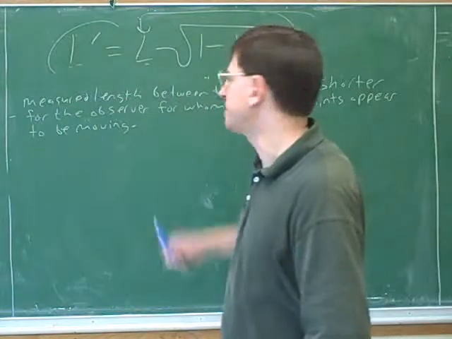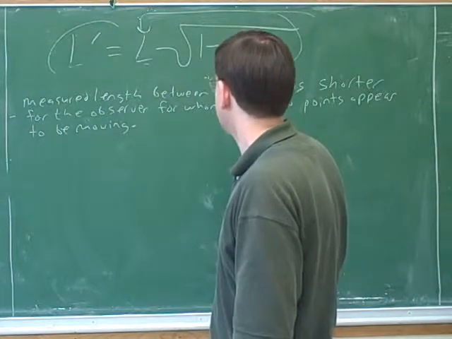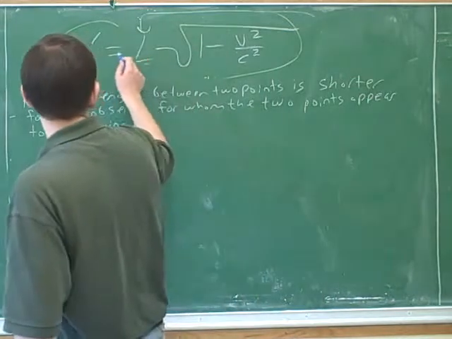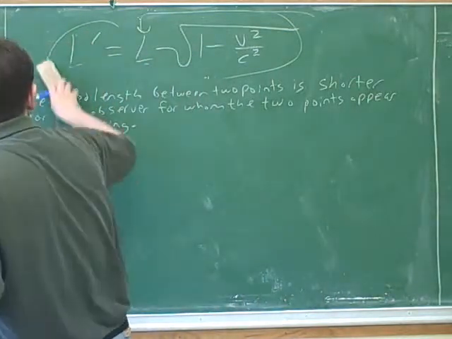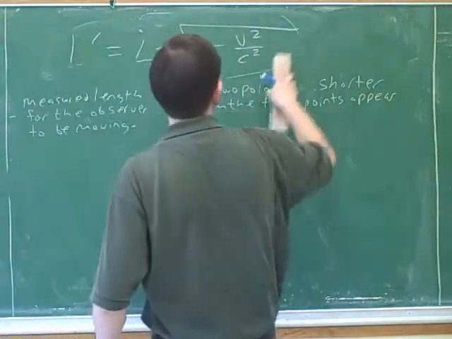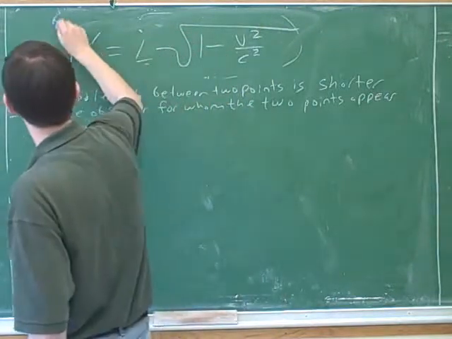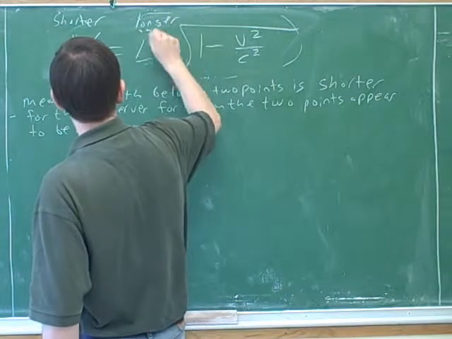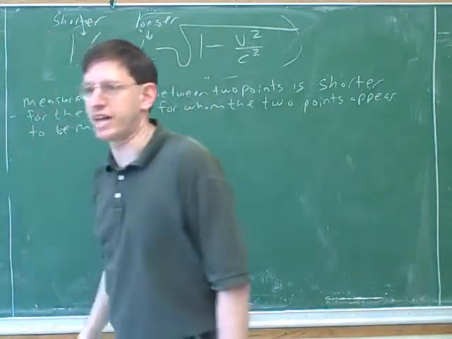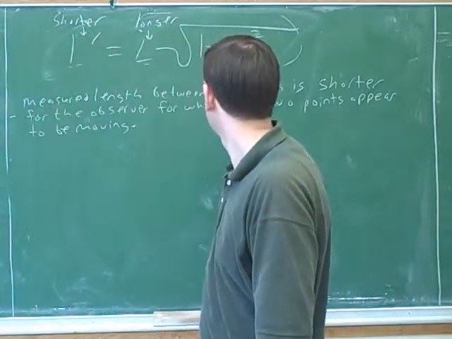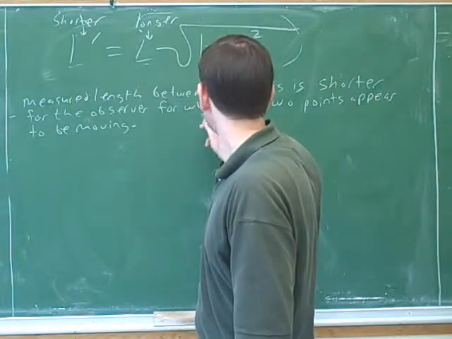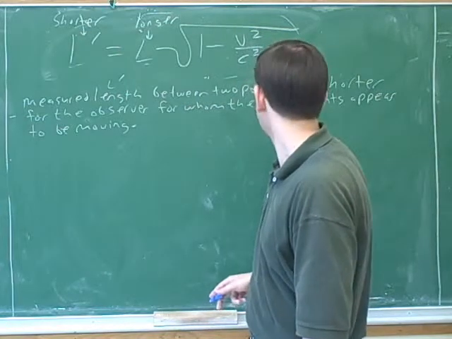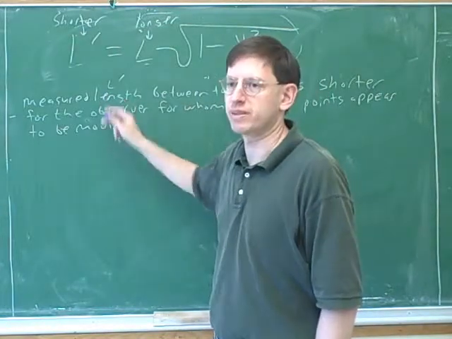Alright, so this is what we said before. The measured length is shorter between 2 points for the observer from whom the 2 points appear to be moving. And we know from just looking at the mathematics of the equation that L prime has to represent that shorter length. So the observer from whom the 2 points appear to be moving is the one that measures L prime.